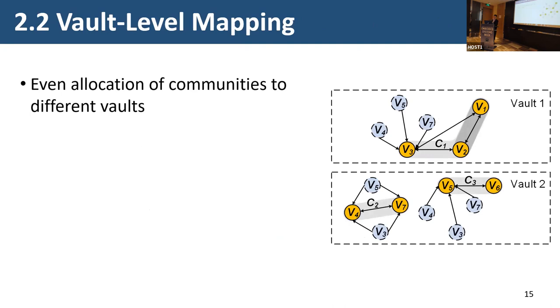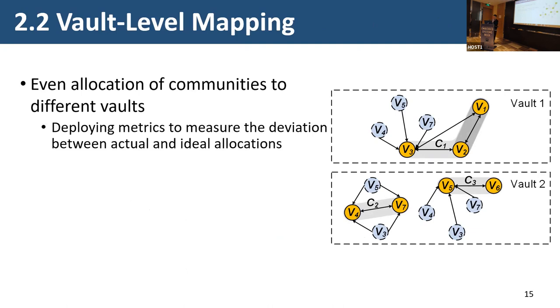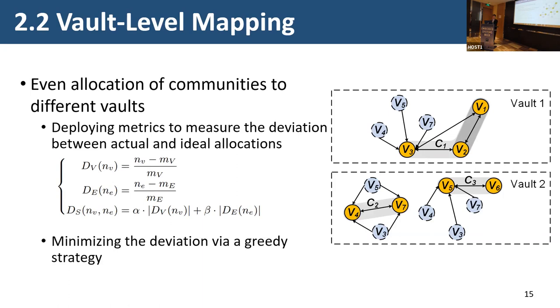To allocate communities evenly, we deploy metrics to measure the deviation between actual and ideal allocations. These metrics consider the numbers of both vertices and edges allocated to each vault. Then, a greedy strategy is used to minimize the deviation and get an even allocation.